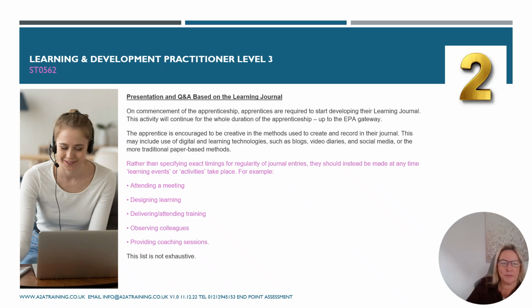So the second part of the endpoint assessment is the presentation and question answers based on the learning journal. Right from the beginning of the apprenticeship, the apprentice will start developing their learning journal, and this activity will continue throughout the apprenticeship right up to EPA Gateway. The apprentice is encouraged to be creative in the methods used to create and record the journal, which may include things such as blogs, video diaries and social media. Rather than specifying exact timings for journal entries, these can be made at any point and when relevant events take place.